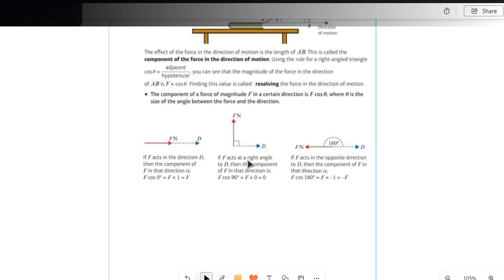And if F acts at a right angle to D, then the component of F in that direction is F cos 90, which is F multiplied by 0, or 0, because as you can see, there is no horizontal effect. And if F acts in the opposite direction to D, then the component of F in that direction is F cos 180, which is minus F.